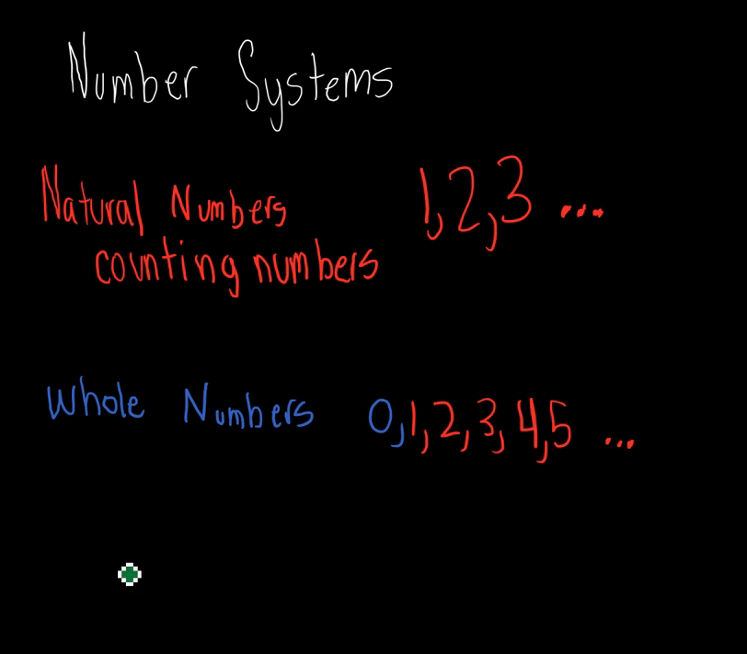The next group of numbers are the integers. Integers do not contain any fractions or decimals, regardless of positive or negative. The integers are all the whole numbers and their negative counterparts. 0 does not have a counterpart because it is neither negative nor positive.